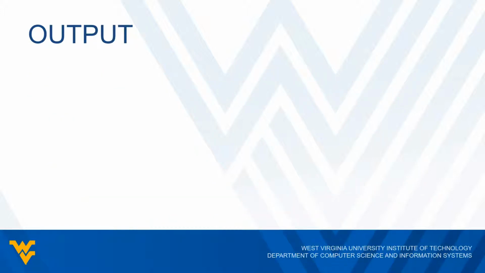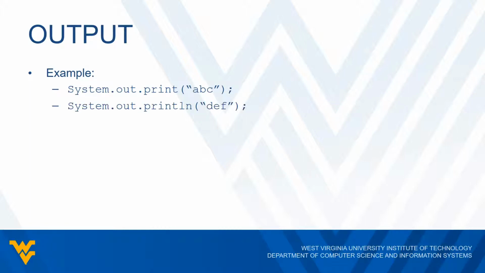Let's take a look at an example of these different print statements. So let's say I have System.out.print("ABC"), System.out.println("DEF"), and System.out.println("GHI"). Well, what are we going to print? The first line is going to print ABC, so we print that part.